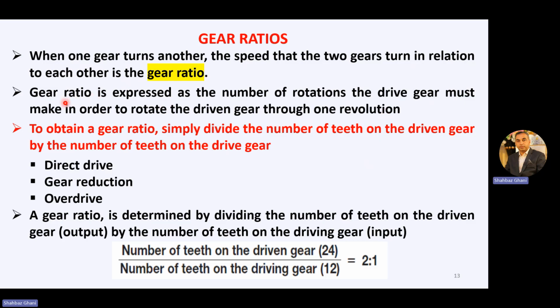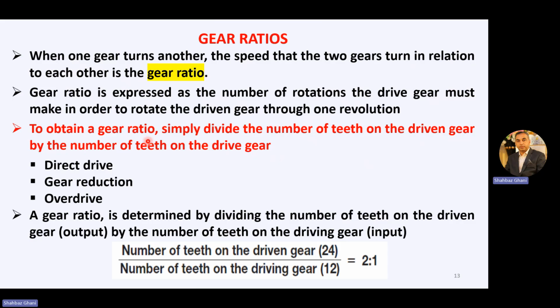Okay, so I repeat, gear ratio is expressed as the number of rotations the drive gear must make in order to rotate the driven gear through one revolution. To obtain a gear ratio, simply divide the number of teeth on the driven gear by the number of teeth on the drive gear.